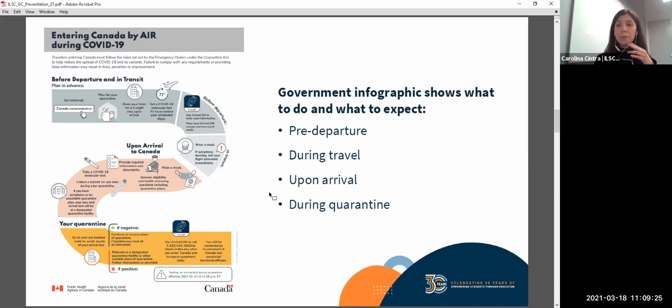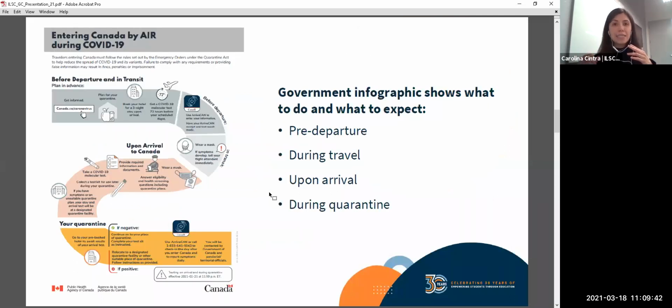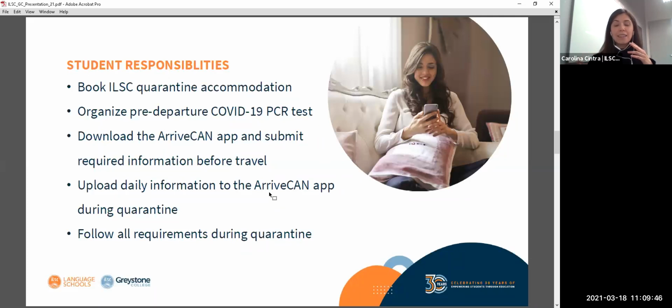However, for students coming to ILSC Toronto, this new thing that I'm going to say is valid just for ILSC Toronto. The provincial government, the Ontario government, also requires that the student tests again after the 14th night. So on the 15th day of quarantine, when the student ends quarantine by the federal government, the student needs to test again for COVID-19. ILSC also helps with this test. We book a private transportation. We pick up the student at the accommodation, drive to the clinic, and bring back the student to the accommodation.